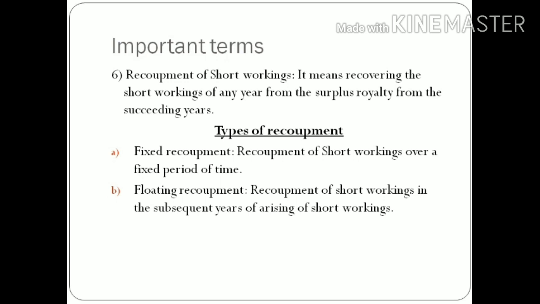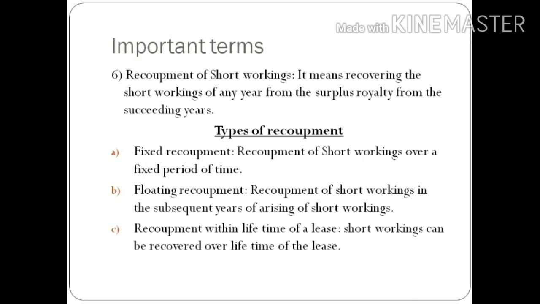See here, short workings can be recovered in the next 2 years after arising of short workings. For example, in 2017, if short workings arise and the royalty agreement specifies it, short workings can be recovered in the next 3 years. That is, if short workings arise in 2017, then in 2018, 19, 20, 3 years' time, the lessee will have for recouping these short workings. That means in the subsequent years, short workings can be recovered under floating recoupment.